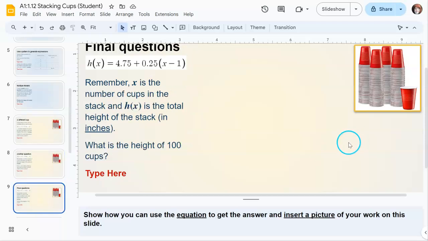And I'm going to encourage them to try it first before they go to the calculator. And then finally, what is the height of 100 cups? How would you find it? Insert an equation and the work that you did to get the answer.